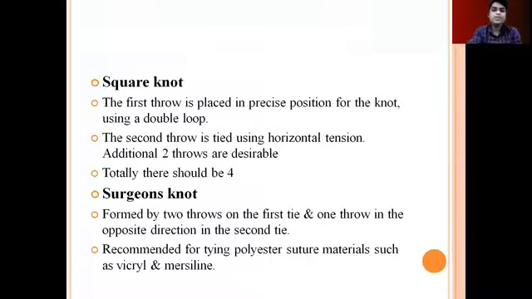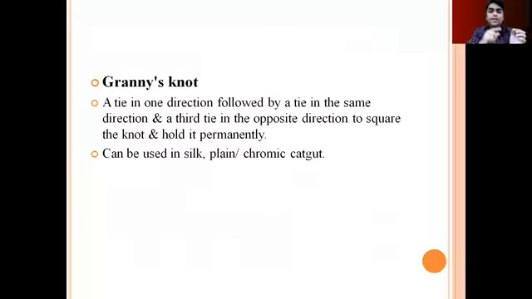In the surgeon's knot, we follow the A-B pattern, that is, formed by 2 throws in the first tie and then 1 throw in the opposite direction in the second tie. It is recommended for tying polyester suture materials such as Vicryl and Mersilene. In granny's knot, a tie is given in one direction followed by a tie in the same direction and a third tie in the opposite direction to square the knot and hold it permanently. Here we follow the AAB pattern. It is used in silk, plain or chromic catgut.